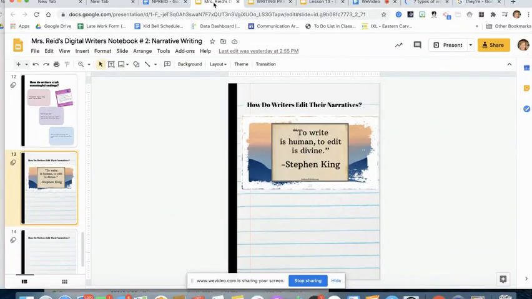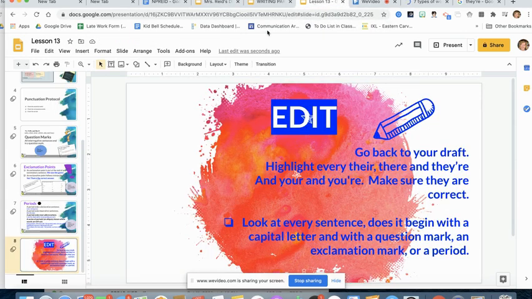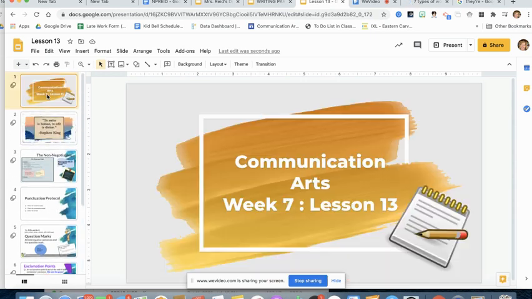Okay, writers. So what I'd like you to do is open up your digital notebook or your hard copy notebook, and I want you to go down to slide 13, and it says, how do writers edit their narratives? For those of you who are keeping a hard copy notebook, go ahead and write that on the next clean page. And then I'd like you to open up a new tab and go ahead and pull up the Pear Deck of Week 7, Lesson 13.